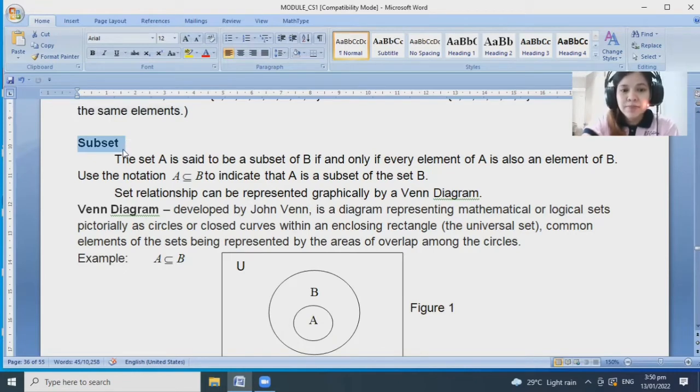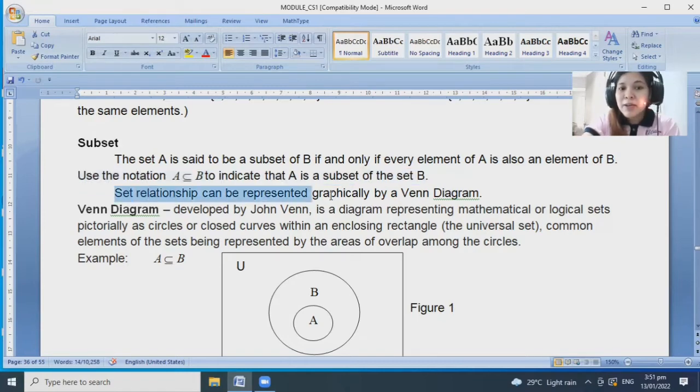Nakapaloob sa isang set. The set A is said to be a subset of B if and only if every element of A is also an element of B. Use the notation, A is a subset of B. Yung symbol na parang Pac-Man, parang U na nakahiga, open siya sa B. Okay? So, kung saan siya naka-open, yun yung mas malaki. Yun yung pinapalooban. So, A is a subset of B, or you read this as A is a part of B. To indicate that, ayan na nga, A is a subset of the set B.